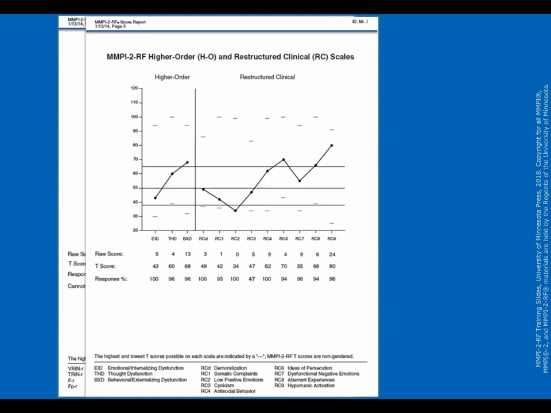scales. Displayed here for you is page 2, where we see the test taker's scores on the higher order and restructured clinical scales. As I mentioned, on pages where substantive scores are reported, we'll have clinical lines of demarcation at T equals 65 for clinically interpretable high scores, and another line at T equals 38 to demarcate clinically significant low scores.